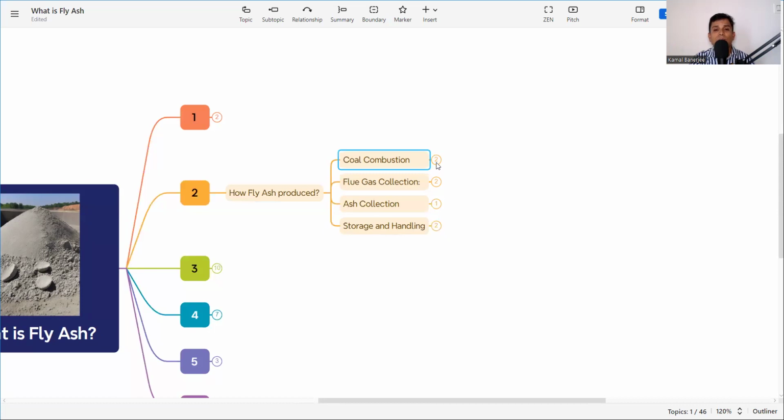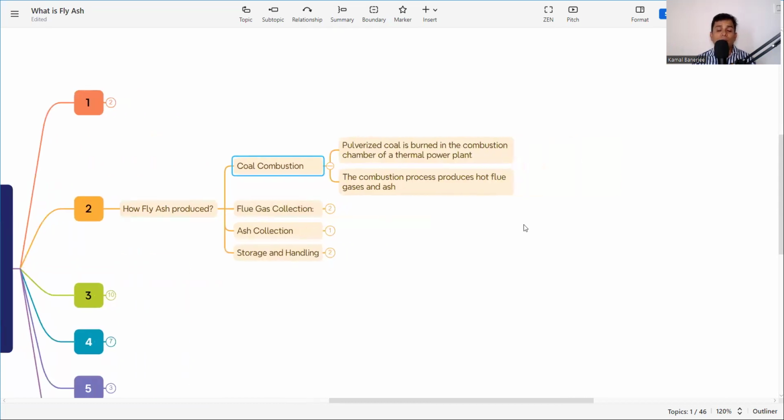First is coal combustion. Pulverized coal is burned in the combustion chamber of a thermal power plant, because coal is the main raw material for a thermal power plant to produce electricity. So coal is burned in the combustion chamber to produce electricity. The combustion process produces hot flue gases and ash.